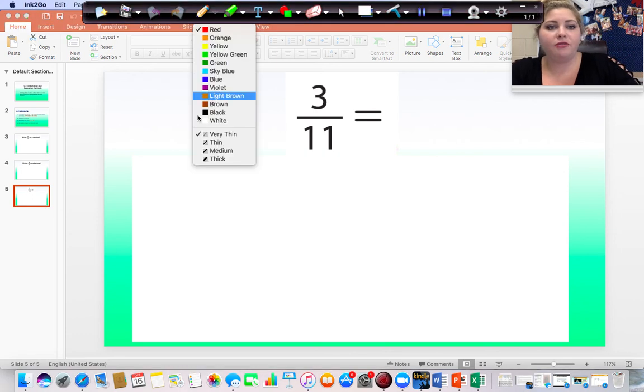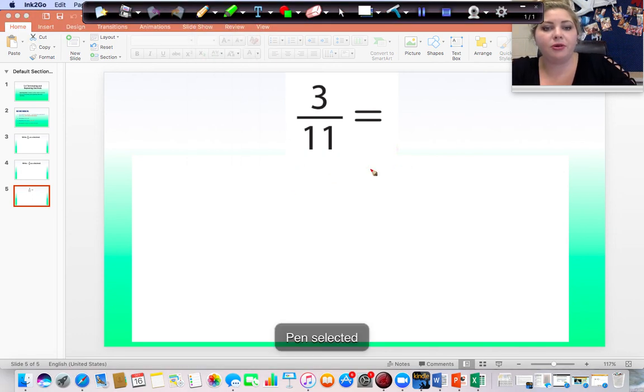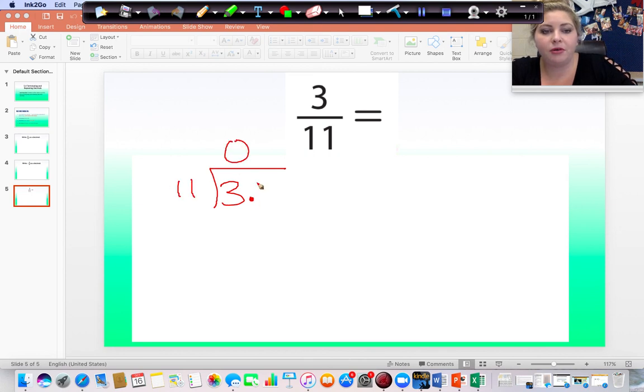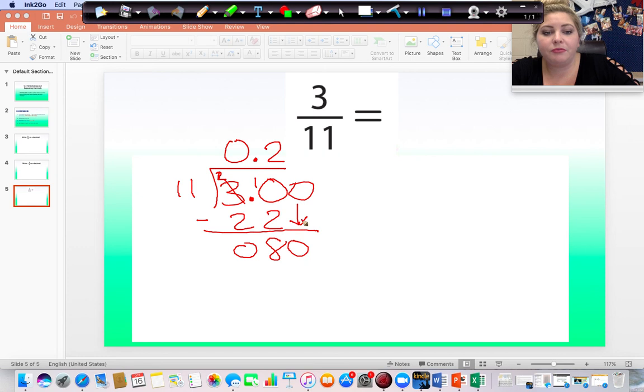Then we've got 3/11. Again, we need to put our top number in the house and divide by our bottom number. 11 cannot go into 3, so we're going to put a 0, put a decimal, and then annex a 0. 11 goes into 30 2 times. 2 times 11 gives me 22. Subtract. 2 cannot be taken from 0, so we need to borrow. That becomes a 2. 10 minus 2 gives me 8, and 2 minus 2 is 0.